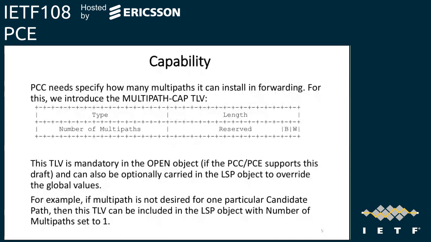We also have capability negotiation. In the open object, it is mandatory for the head end to say how many paths it is able to install. The same TLV can be put in the LSP object to override the number of multipaths per LSP. For example, for a particular tunnel, I don't want any ECMP, I just want one segment list, or one path. In that case you would include this TLV in the LSP object and set the number of multipaths equal to 1, and the PCE would know that it has to return only one path. Next slide, please.